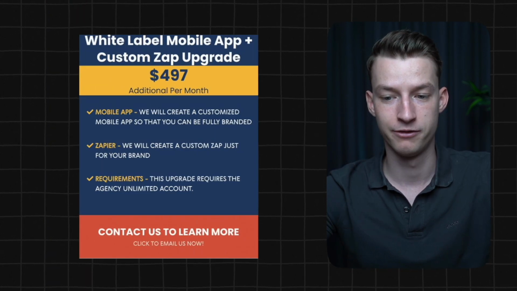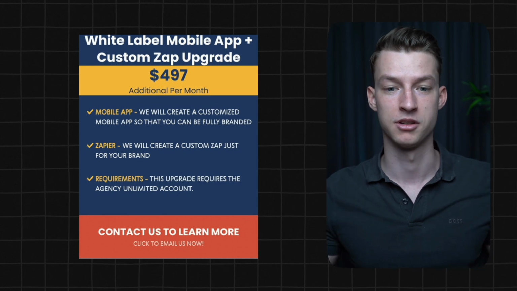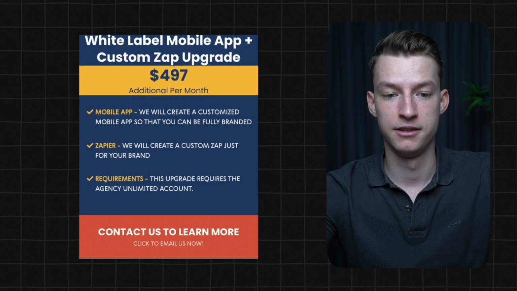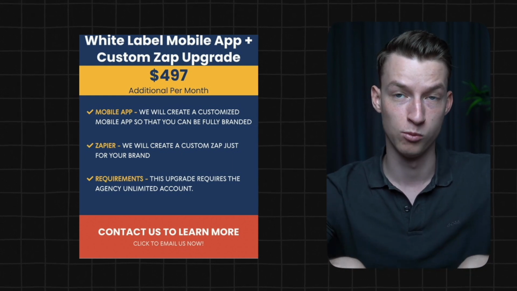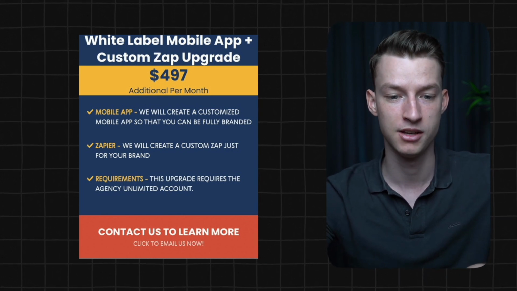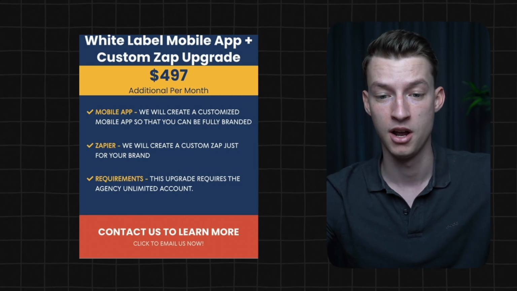And you also have at that price point the branded desktop app. And then you also have the agency plan, or the white label mobile app and custom app upgrade, which is $4.97 per month extra. And for that, you also get basically a done-for-you customized mobile app that you can use, and it can be fully branded for your needs. The team will also help you with creating custom Zapier automations for your brand. At that point, you get amazing support as well from them.